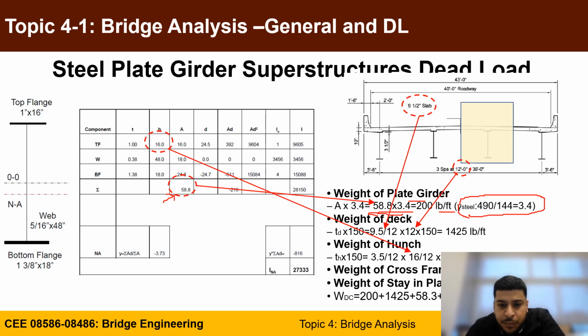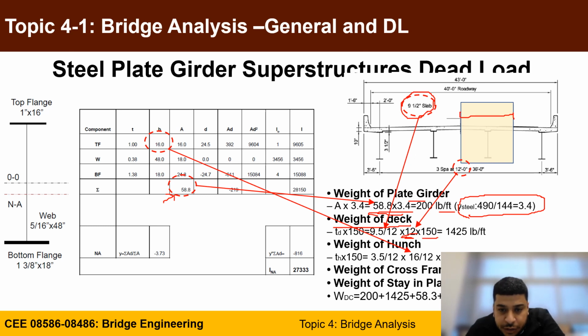The deck weight is the thickness of the deck, 9.5 inches, times the width of the deck, which is 12 feet, times 150, which gives you 1425.